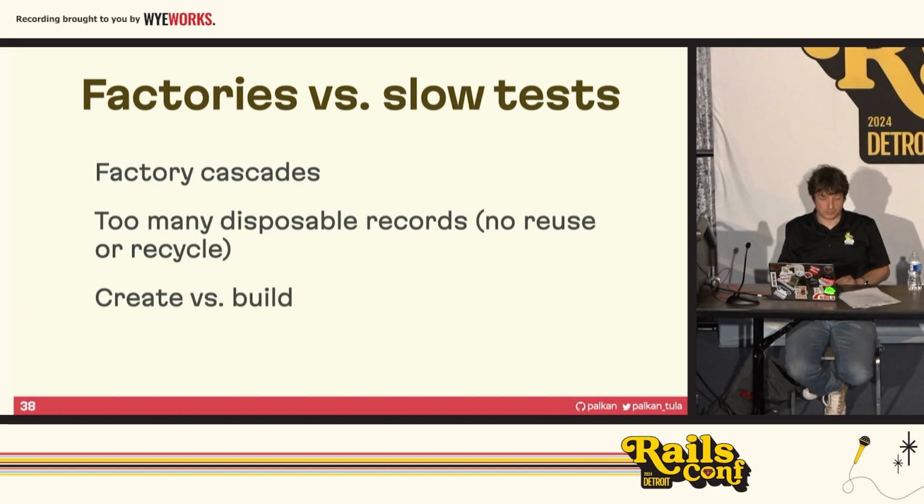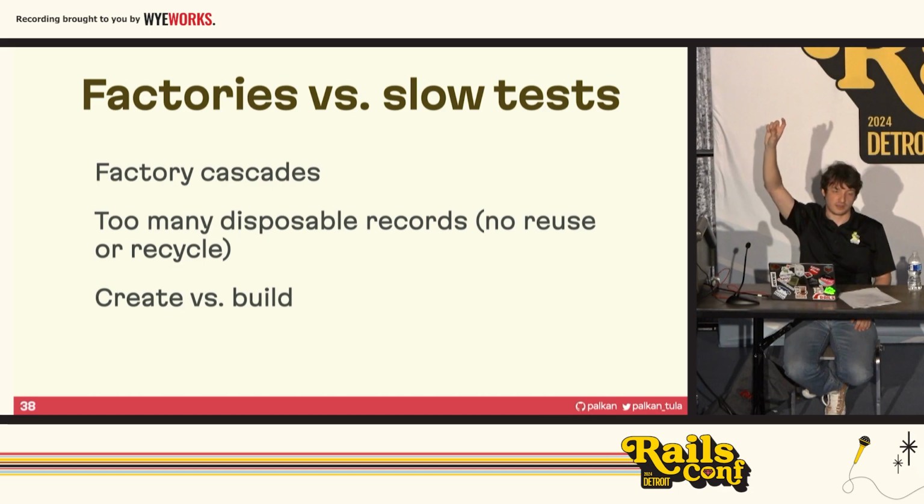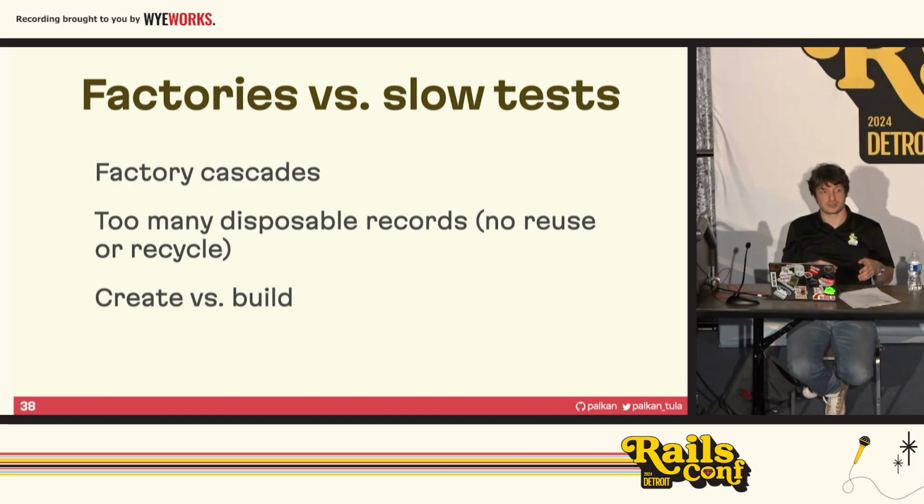Factory cascades is a situation when you have a chain of factory calls. Usually it happens with factory associations. You just define, hey, factory post, it has user, it has comment, and comment has user, and whatever else has user, and you end up creating a dozen records for a single create call. And in most cases it violates the logic of your application, because most of these users or accounts must be the same.